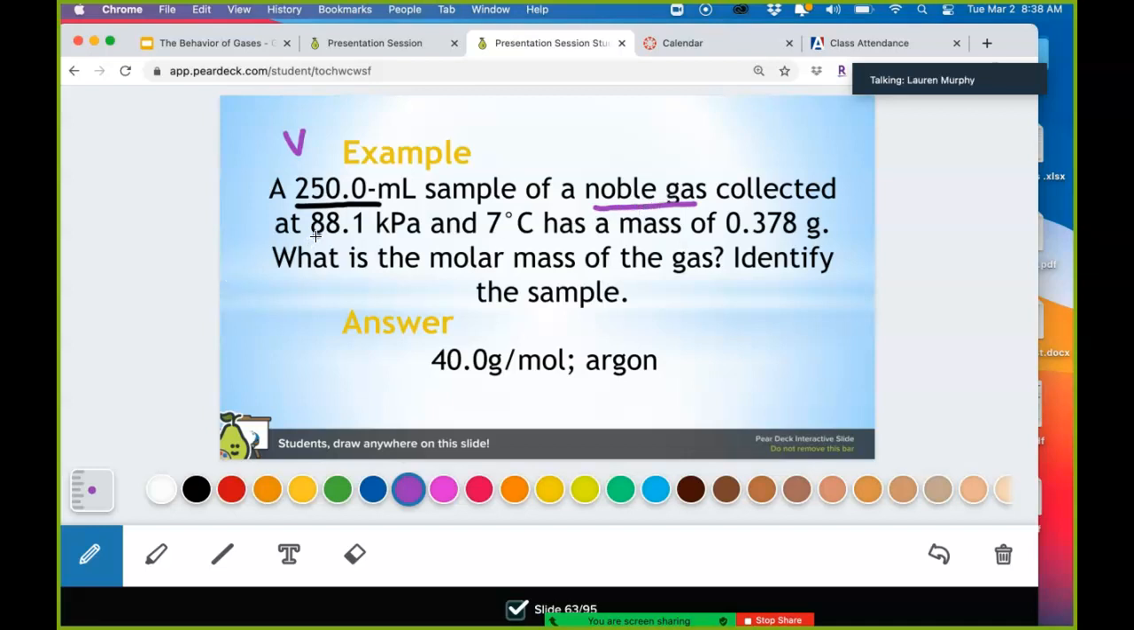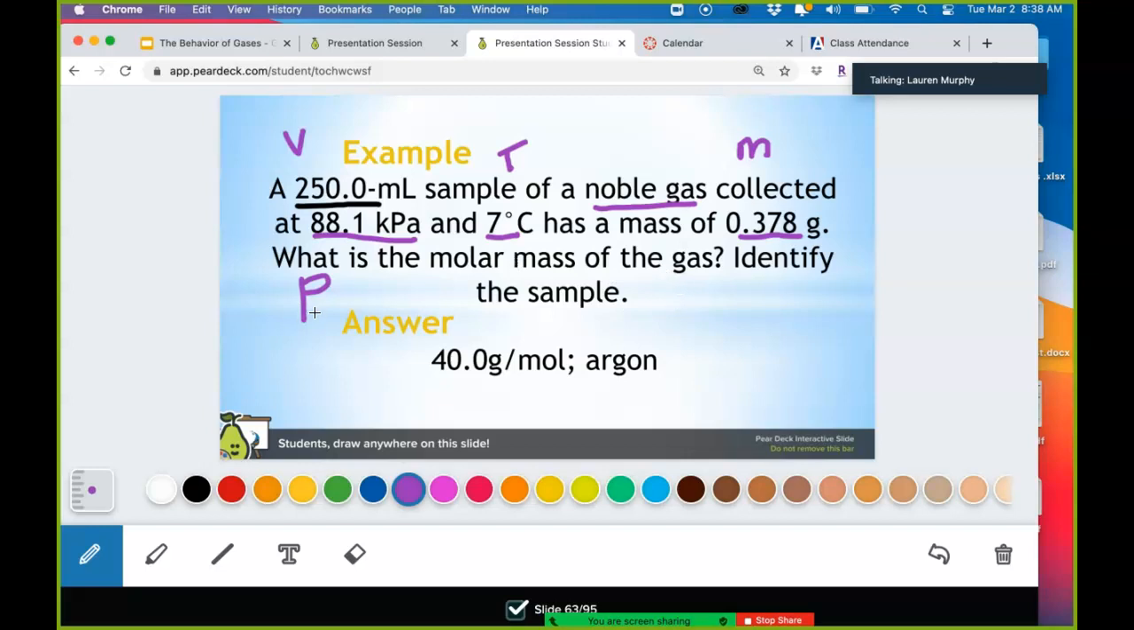And then 88.1 kilopascals. Kilopascals measures pressure. So we have a pressure. And then obviously 7 degrees Celsius is temperature. So we have a temperature. And I also give you mass. Mass measured in grams. And I ask for molar mass. So if you remember, there are two ways to do this. I will go over both ways, but again, how you do it on the test is up to you. It's going to be whatever you feel more comfortable with.